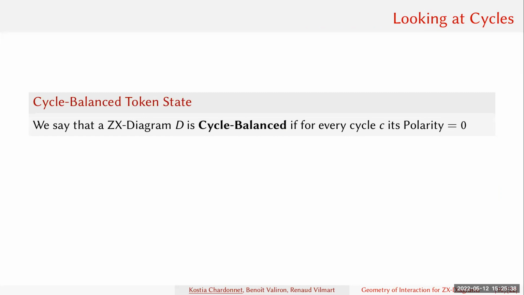And finally, we say that the ZX diagram is cycle balanced if for every cycle in your diagram, the polarity of the token on it is just 0. So once again, the intuition being that if you have a cycle and multiple tokens on it, at some point they need to each cancel each other out so that you end up with no token on the cycle. So that at the end, you terminate.